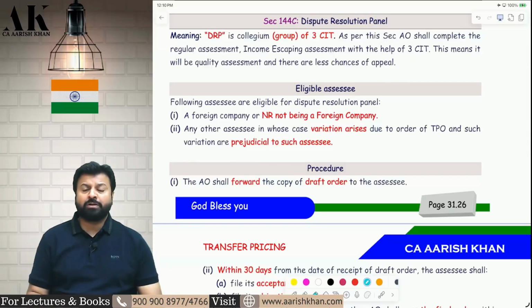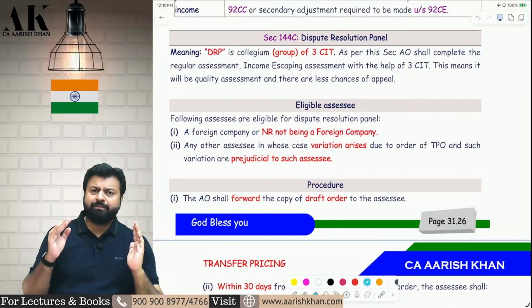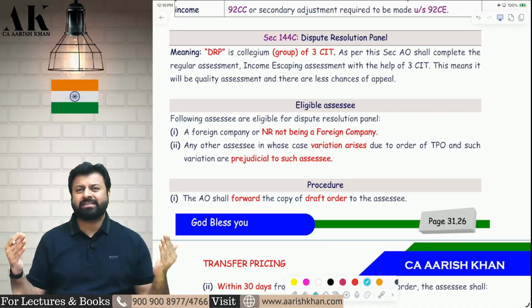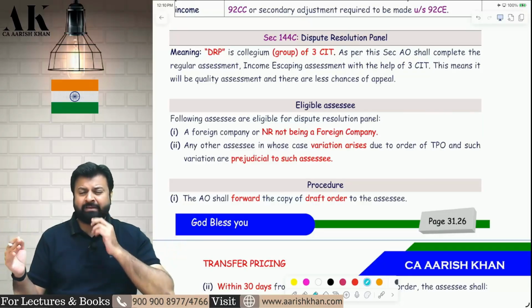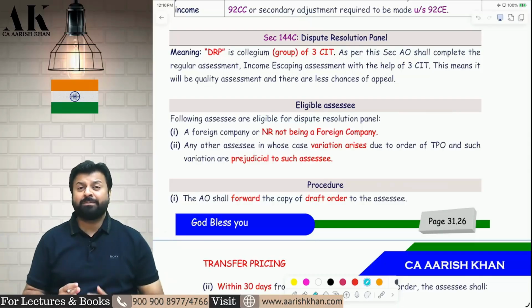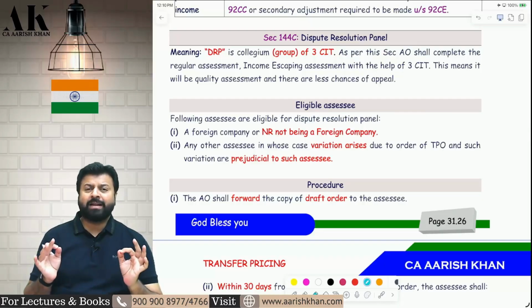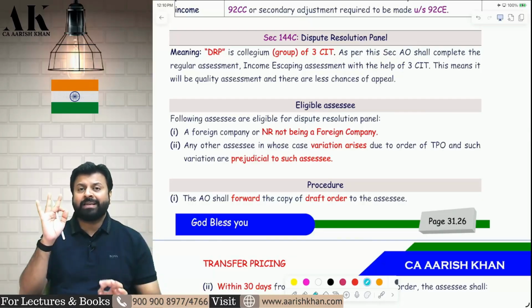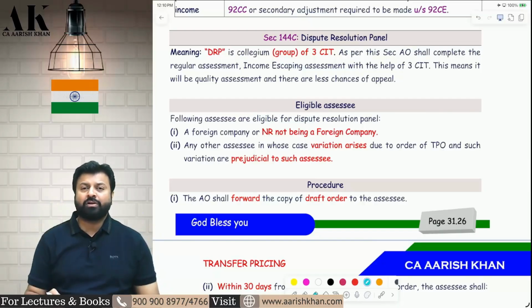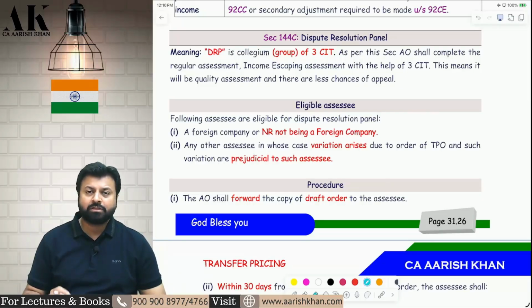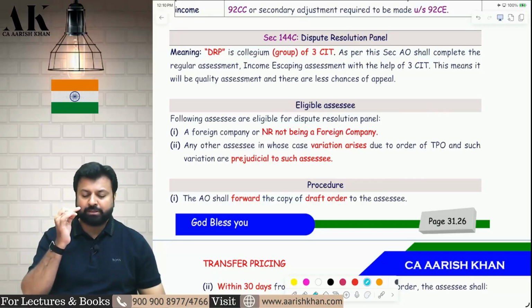Now coming to dispute resolution panel, 144C. What is a dispute resolution panel, sir? First of all, don't get confused between dispute resolution panel and dispute resolution committee. Dispute resolution committee is to address issues with respect to penalties and prosecution where they give you some immunity. But dispute resolution panel is mainly for transfer pricing issues and for non-residents. Let's talk today about the dispute resolution panel. It is a committee, a collegium, a group of 3 commissioners. 3 commissioners will handle your assessment in case of certain eligible assessees, so that there is less chance of appeals.